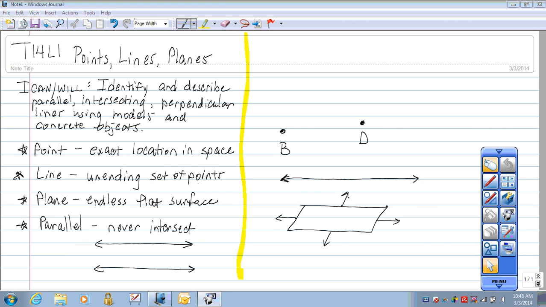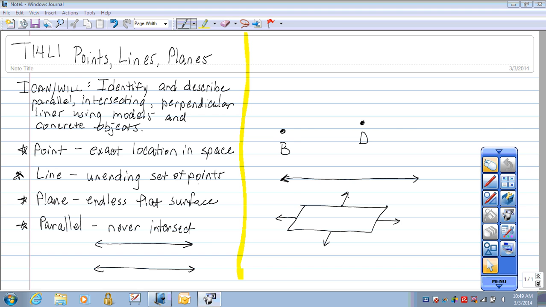Today's lesson is about Topic 14, Lesson 1, Points, Lines, and Planes. Our I can statement is, I will identify and describe parallel, intersecting, and perpendicular lines using models and concrete objects. We'll be using models on paper, but you can also look at concrete objects in your room and identify lines, planes, points, and their characteristics.